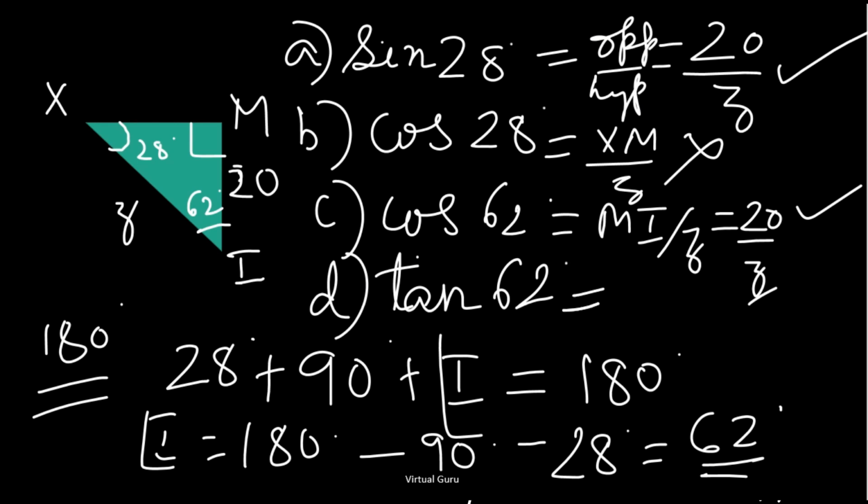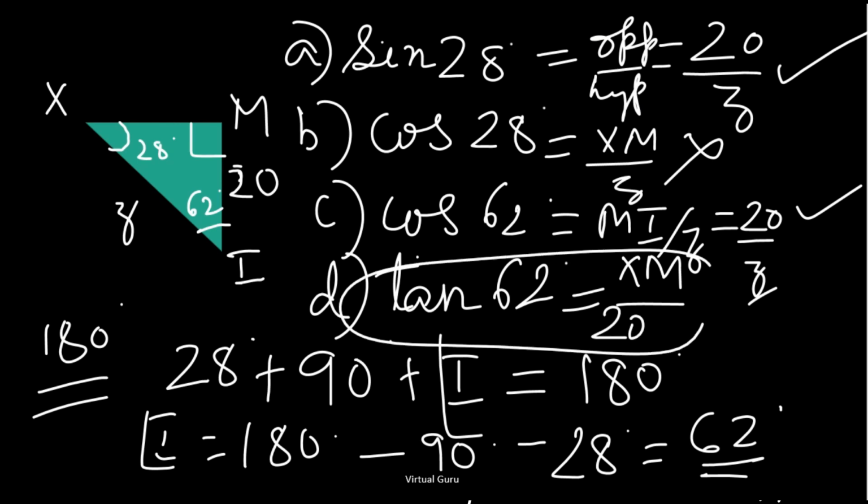Next, this is tan. Tan is nothing but opposite by adjacent. So opposite to 62 degrees is XM, which is unknown. Then adjacent to 62 degrees is 20, which is known. But where is Z here? This is totally useless to us, because we are asked to find Z. So the answers will be sine 28 and cos 62. These are the two options. You have to check the question correctly to find whether they have asked to choose an answer or choose answers, and then accordingly do the sum.